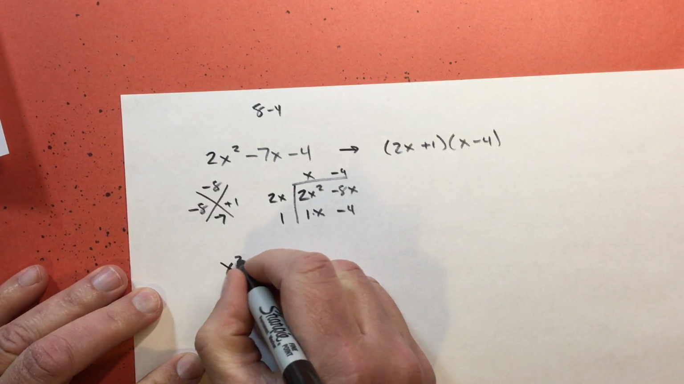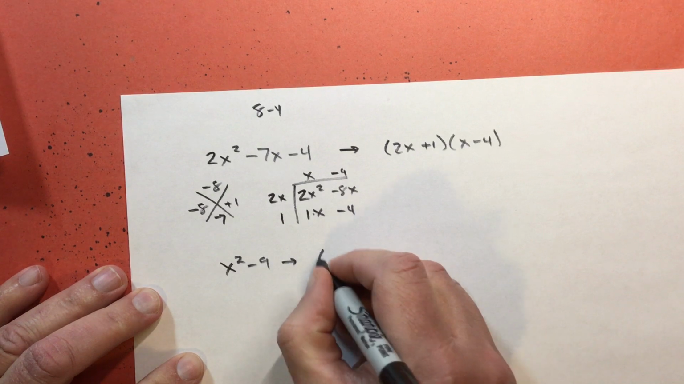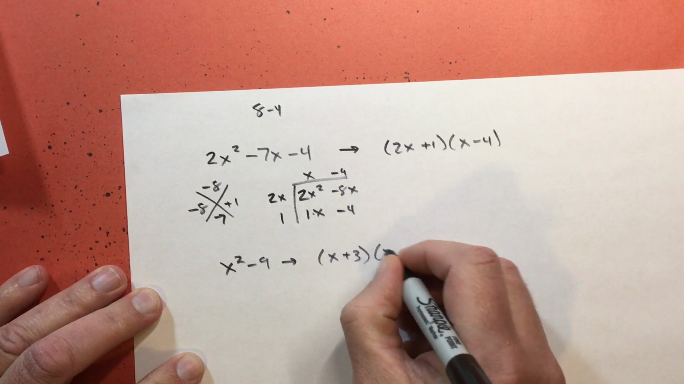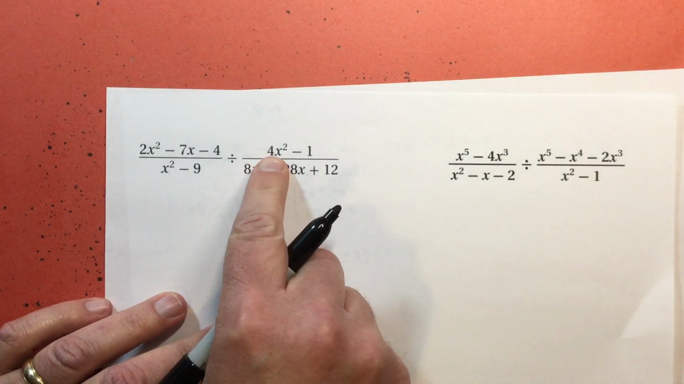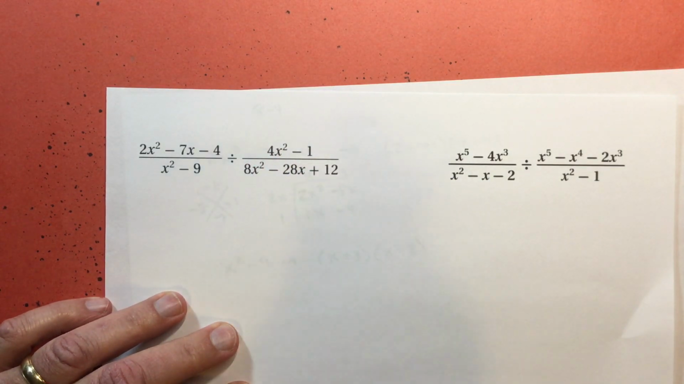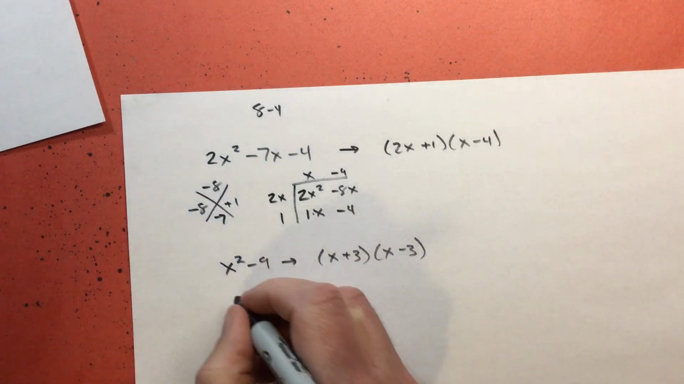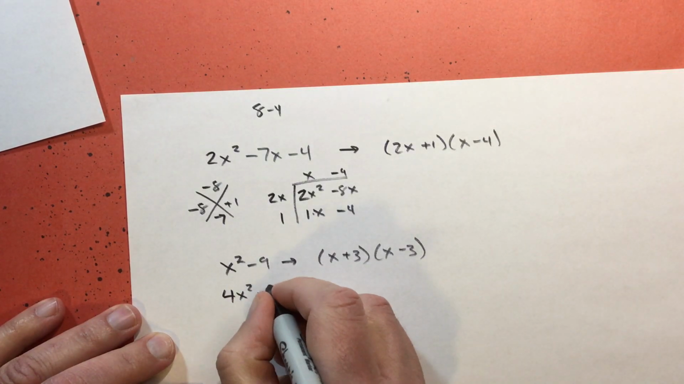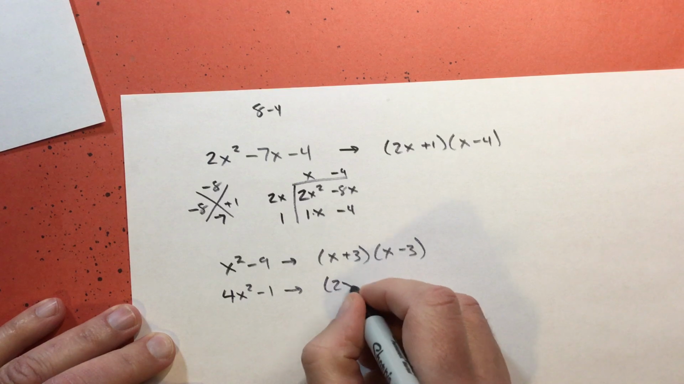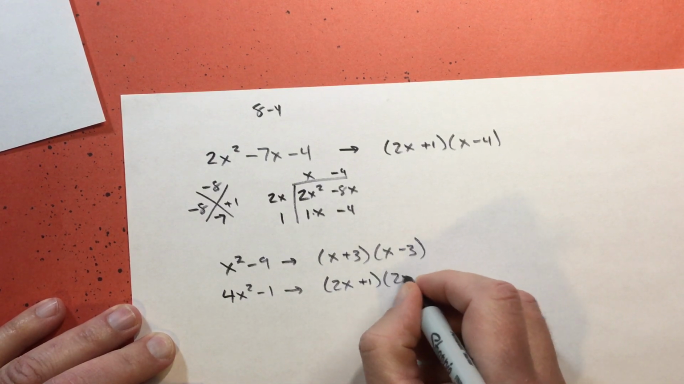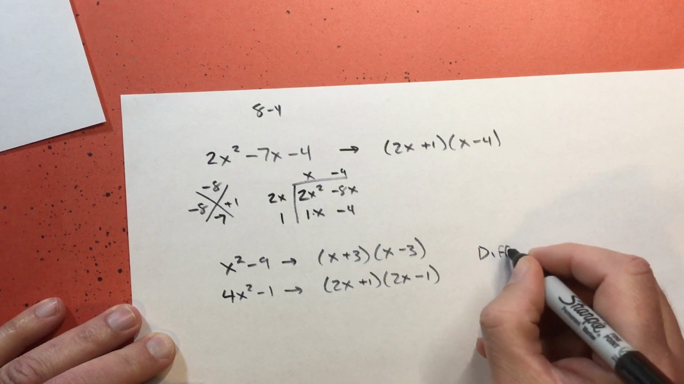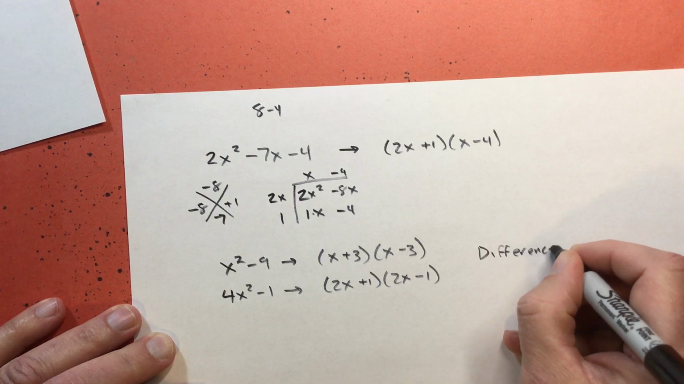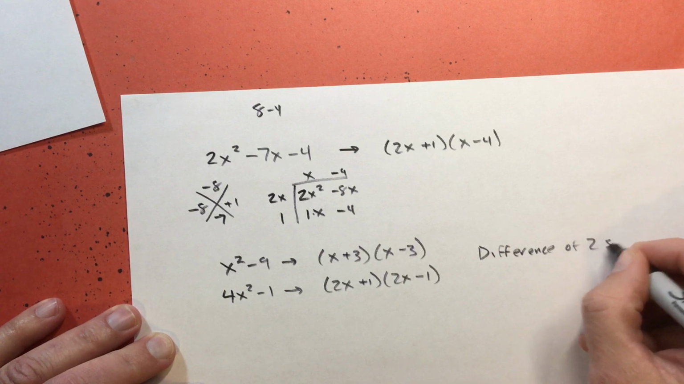X squared subtract 9, that's the difference of two squares. That just becomes x plus 3 times x subtract 3. 4x squared subtract 1, that is also the difference of two squares. 4x squared subtract 1 becomes 2x plus 1 times 2x subtract 1. And again, you need to watch or Google, I don't care, difference of two squares.